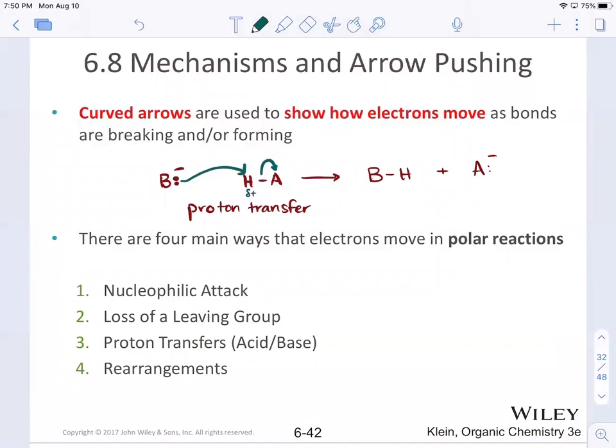So we already do know one type of way that polar reactions show curved arrows and mechanisms. It's a proton transfer. We're going to go through all of these: a nucleophilic attack, the loss of a leaving group, proton transfer again, and then we'll talk about rearrangements. All of these curved arrows or mechanisms are used to show how the electrons move as bonds are breaking and forming.